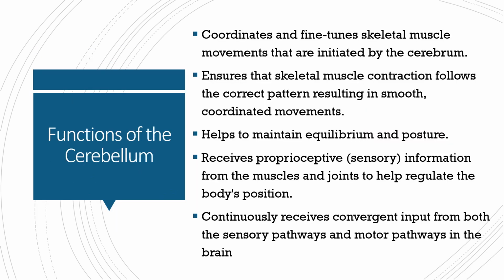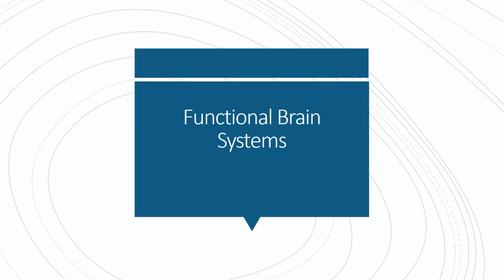The cerebellum coordinates and refines movements made by skeletal muscles, which are initiated by the cerebrum. It ensures muscle contractions happen in a correct sequence, leading to smooth, coordinated movements. It helps to maintain balance and posture, and receives sensory information from muscles and joints to adjust body position. It also constantly processes information from both sensory and motor pathways in the brain.